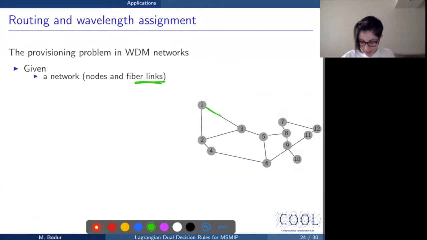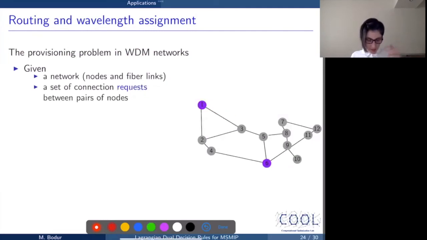If you have a link here, it means there are actually multiple cables in it. So you can use the same link multiple times, but with potentially different colors that we will call the wavelengths in this telecommunication application. What else do we have as the input? We are given a bunch of connection requests between pairs of nodes. Say, I want to connect node 1 to node 6 or node 8 to node 2.